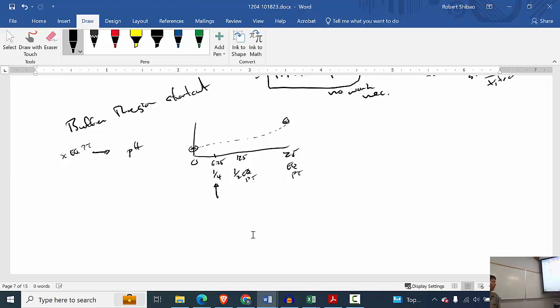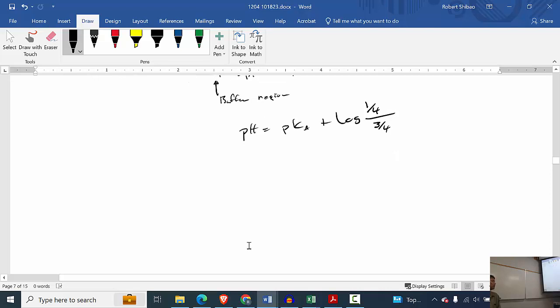So we know we're in the buffer region. And we know we're at the 1/4 equivalence. So pH is going to equal pKa plus the log of, okay, how much product am I going to form? I'm going to form 1/4 because I've neutralized 1/4 of it. And how much reactant am I going to have left over? I'm going to have 3/4 left over. And so this is the way we think about this.